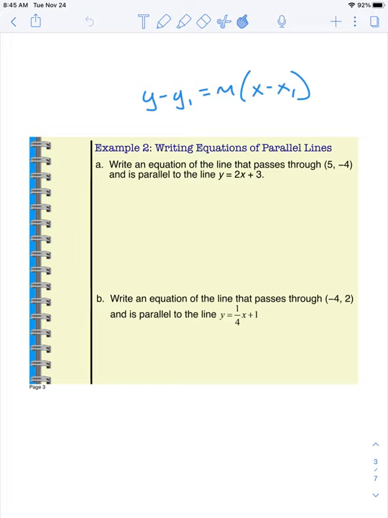Okay, so part A says write an equation of the line that passes through (5, -4) and is parallel to the line y equals 2x plus 3. Well, the slope of this line is 2.